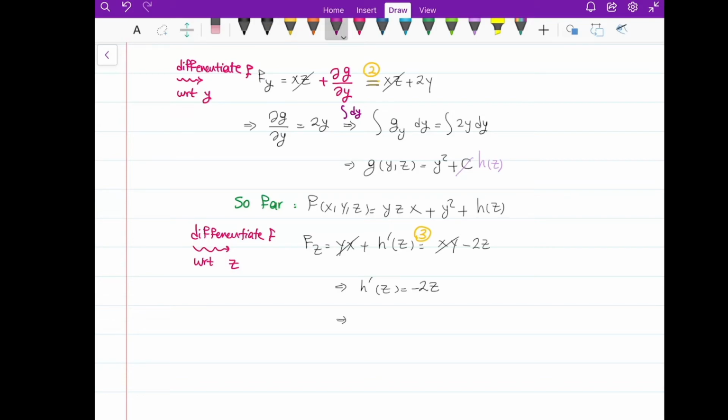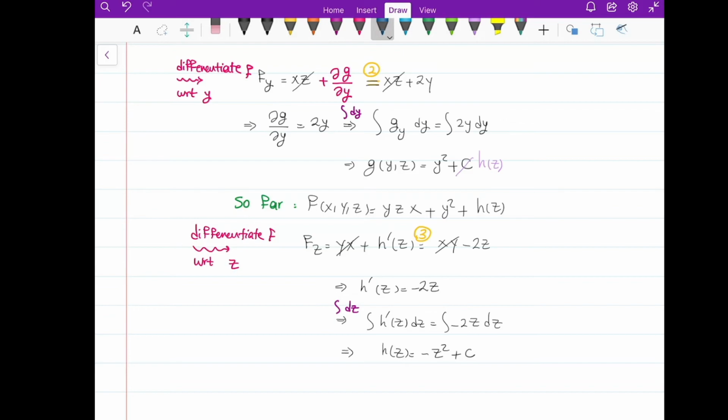And I'm gonna take the integral of that with respect to z. Okay, so what do I have? I have the integral of h prime of z dz is equal to the integral of negative 2z dz. Okay, it is what? Antiderivative of the derivative of the function h. So it is h of z. Antiderivative of that with respect to z is negative z squared plus a constant c.